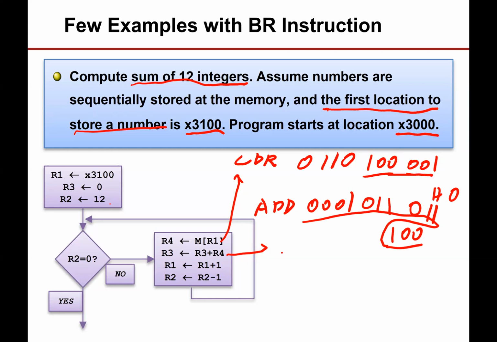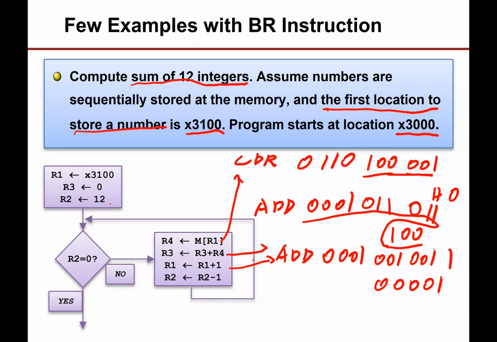The third line is increment by 1. So also ADD, right? But it's immediate mode. So this is R1, 001, 001, immediate mode 1. The last 5 bits are 00001. So this is this one.